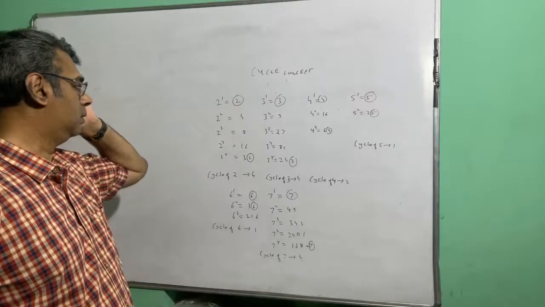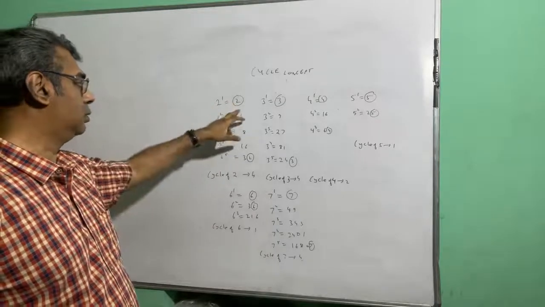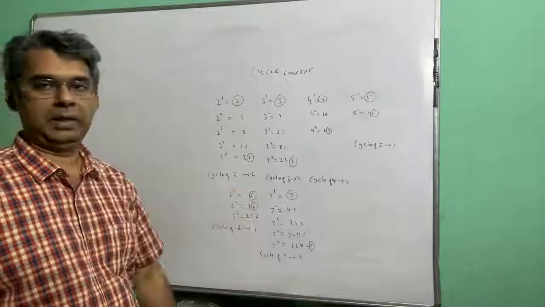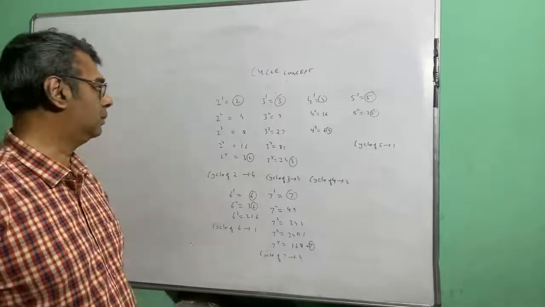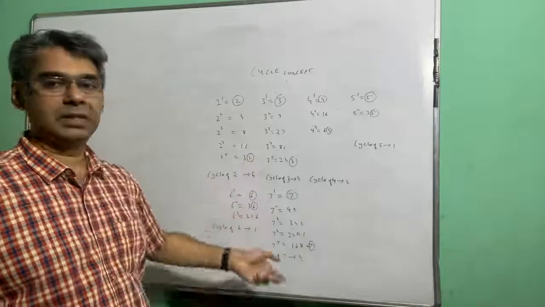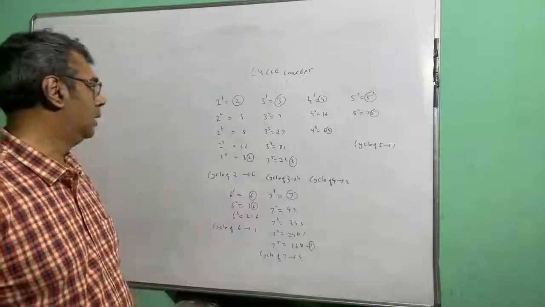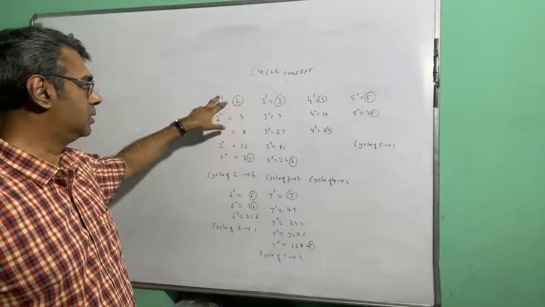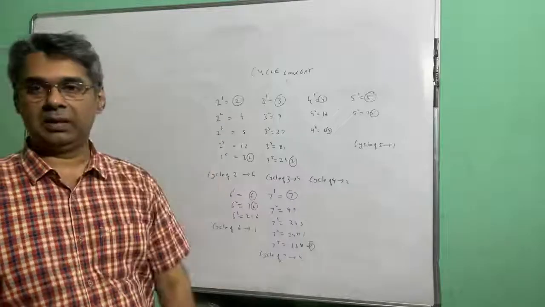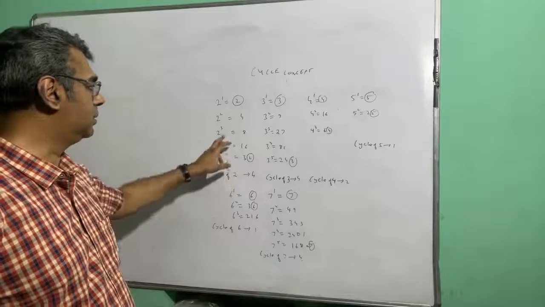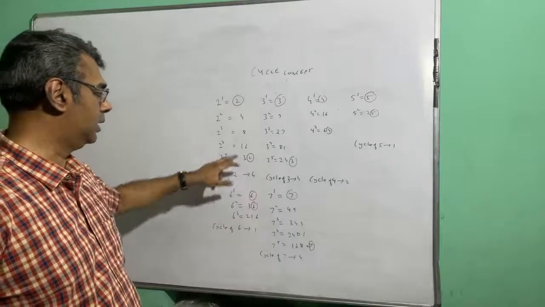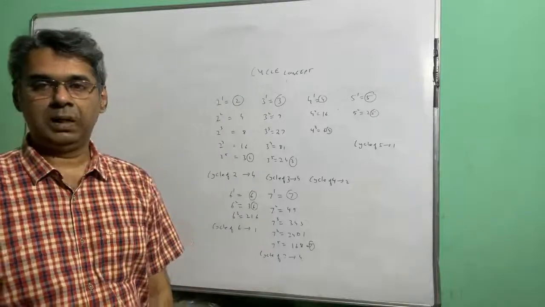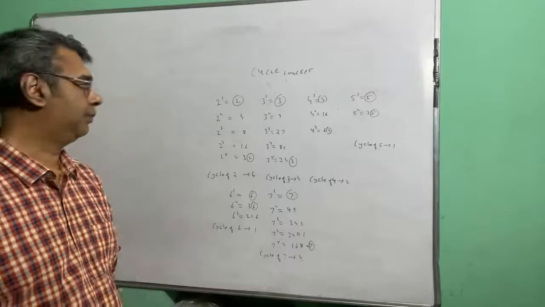So 2 to the power 1 ends with 2, and 2 to the power 5 is also ending with 2. So I am writing all the powers till the units digit is again ending with 2. So the minimum power at which this happens is 2 to the power 1, and then the next higher power is 5. So the difference between these two powers, 5 and 1, is called the cycle of 2. So the cycle of 2 is 4.